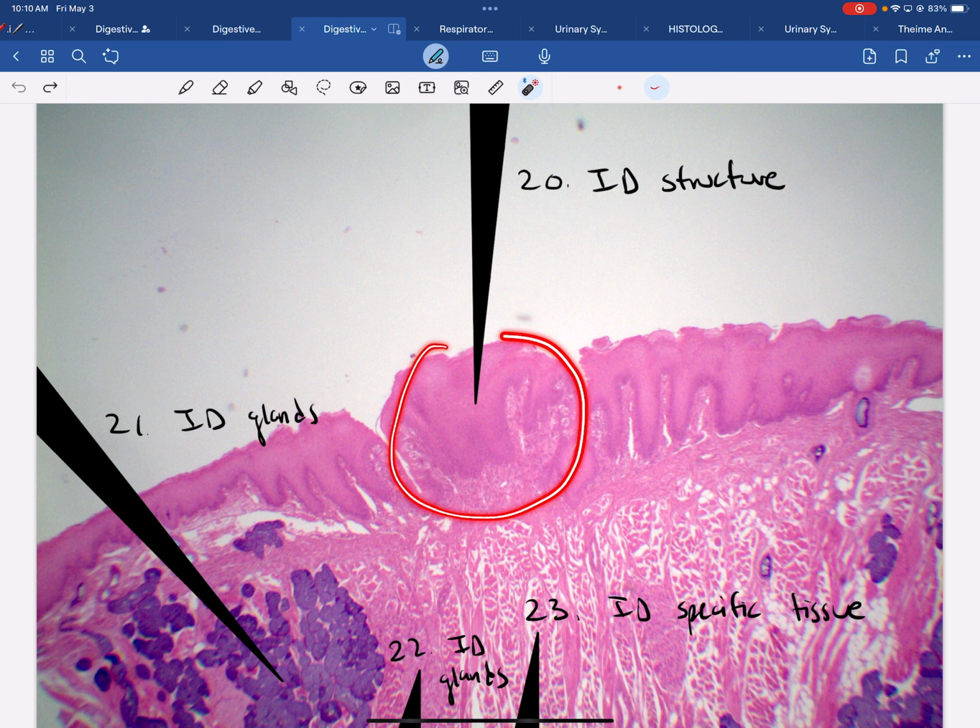Which structure is this? Why is it a valate? It's a different size. I think you're not wrong. It just doesn't look like it. No, it's not giving foliate, no.